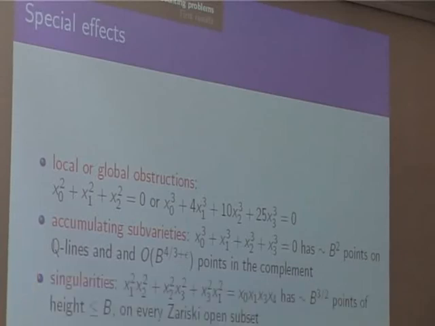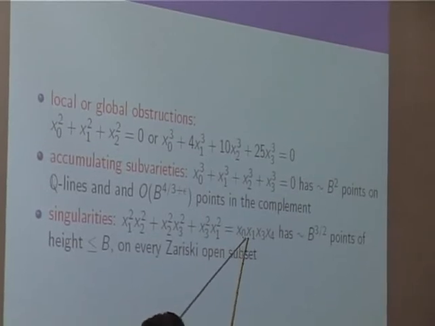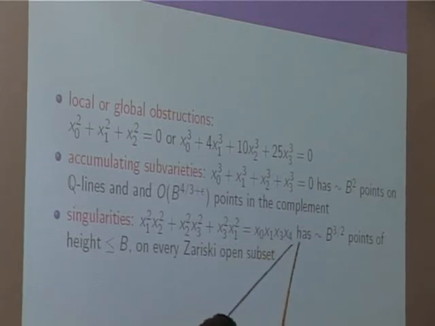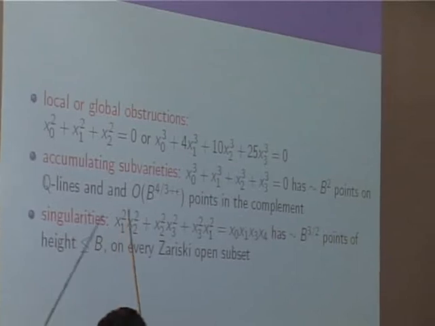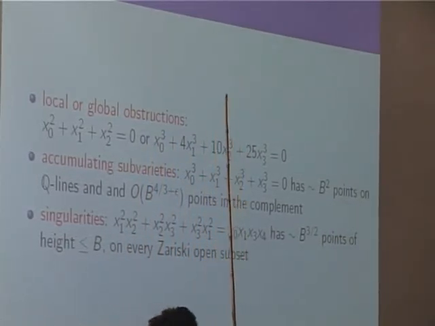And then there are other effects we'll have to accommodate, namely singularities. I very briefly mentioned that in Birch's method, you needed as an assumption that the hypersurface is smooth. So what happens when you allow singularities? Here we have 4 variables, x1, x2, x3. Anyway, 4 variables, degree 4. We expect b to the 4 minus 4, b to the 0, maybe b to the epsilon solutions.